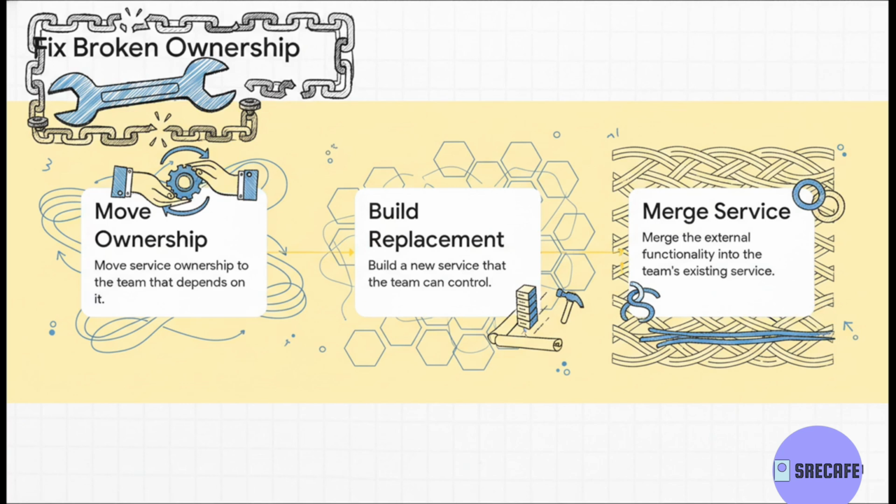And there are really 3 ways forward. 1, you just move the dependency, put it under the control of the team that needs it. 2, you build a new service from scratch that does what you need. Or 3, you just absorb that functionality directly into your own service and get rid of the dependency completely. The point is, you take control.